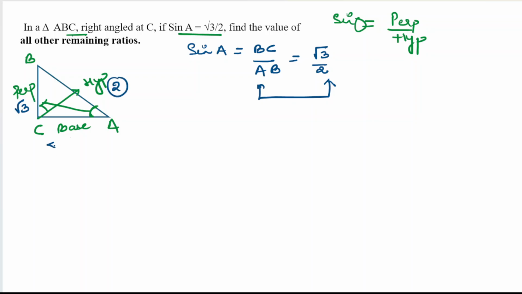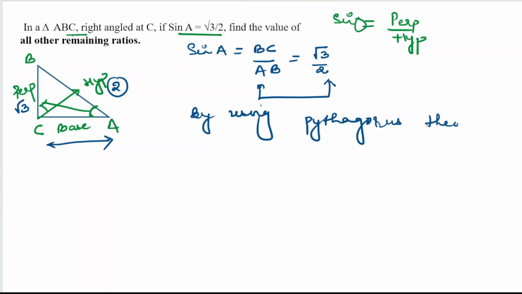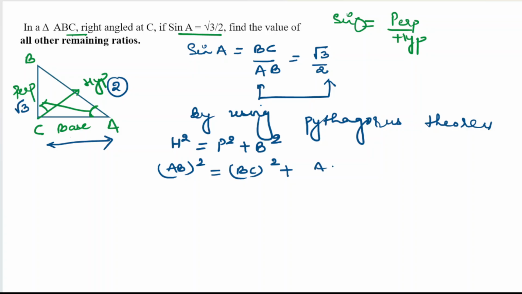Now we have to find AC. How will we find AC? By using the Pythagoras theorem. Hypotenuse square is equal to perpendicular square plus base square. What is your hypotenuse? It is AB whole square, which is equal to perpendicular square, which is BC square, plus base square. What is your base? AC square. So what is your AB square? It is 2 whole square.